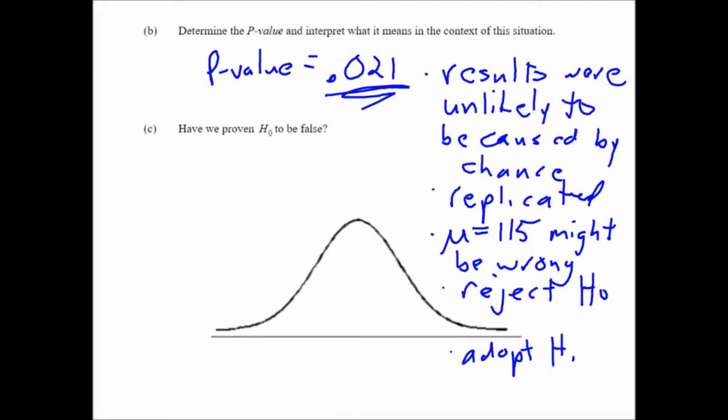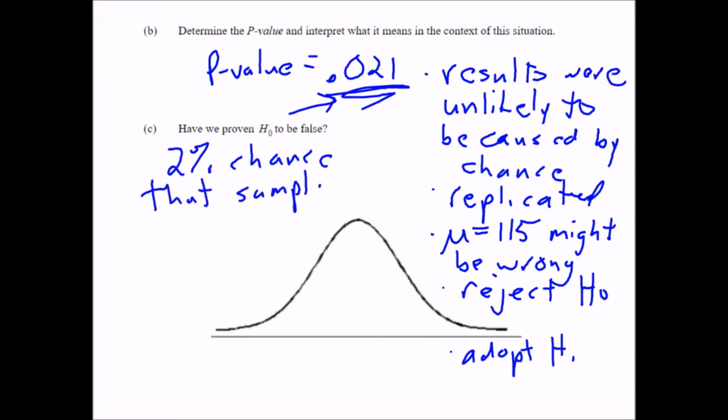Oh no, I was right. Now let me start that again. So 2%, I got that 2% from right here. There's a 2% chance that the sample mean was caused by chance. And 2% is pretty low, so that means it's probably not caused by chance.